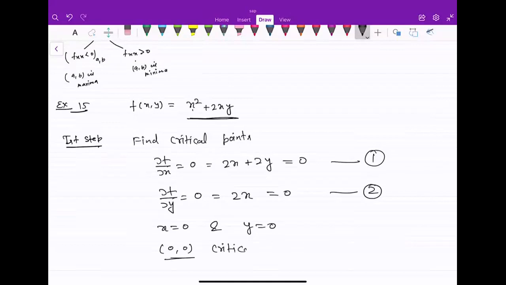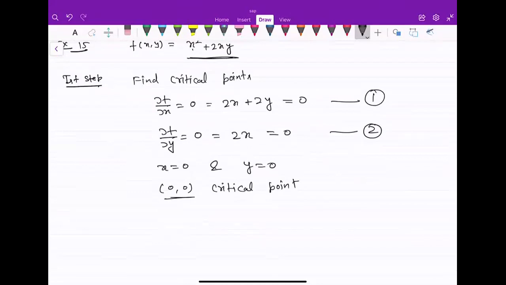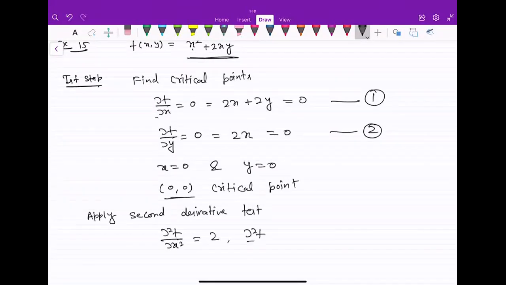Now after that, we have to apply the second derivative test. So we will compute del 2 f over del x square, which will be 2. Del 2 f over del y square will be 0. And then del 2 f over del x del y.